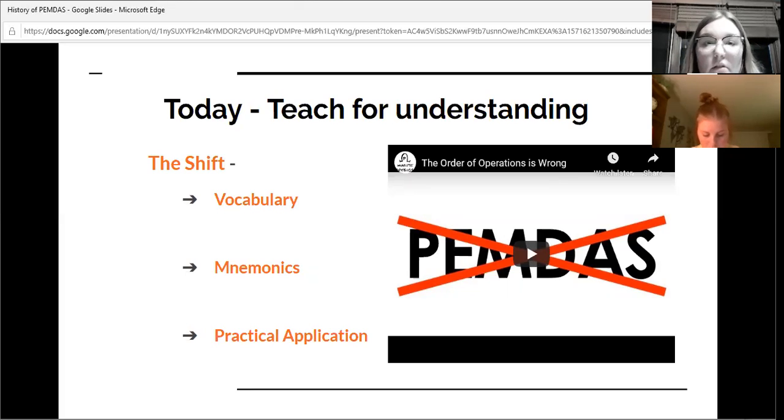And then the other reason why we are learning to teach for understanding is for practical application. People learned that PEMDAS was more used mnemonically and they didn't actually understand the function of it. So they want to start using it more practically, talking about it in terms of money. Well, you have this many coins and you want that many coins and things like that.